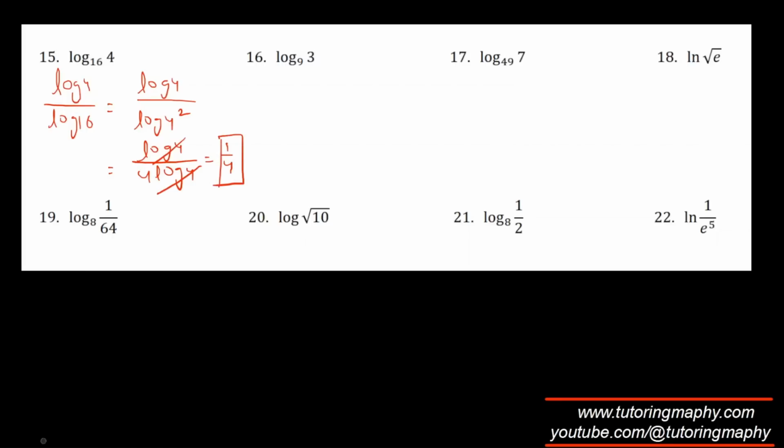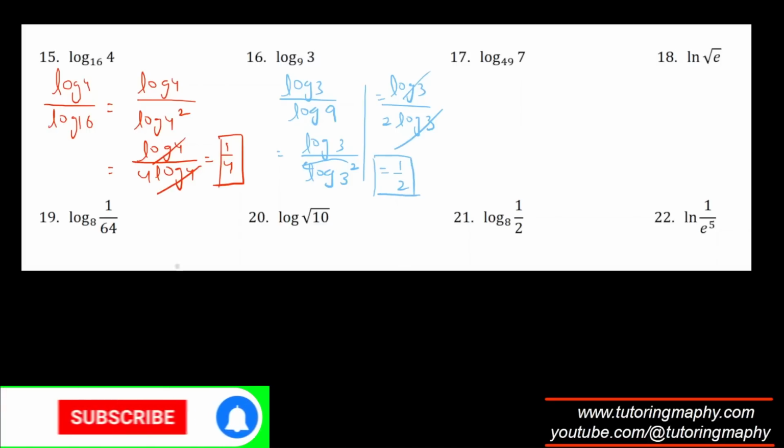That's the answer. Over here we have log of 3 over log of 9, which will be equal to log of 3 over log of 3 squared. This 2 is thrown outside, so it will be equal to log of 3 over 2 log 3. These two are gone, so I'm just left with 1 over 2.